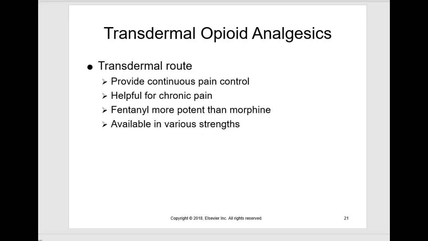Another route that opioids are administered is through the transdermal route. Transdermal opioid analgesics provide continuous around-the-clock pain control that is helpful to patients who suffer from chronic pain. So continuous pain control for chronic pain. Fentanyl is a popular transdermal pain patch that patients will use. Fentanyl, if you remember, is more potent than morphine. And the patch can be available in different strengths depending on the patient's needs.